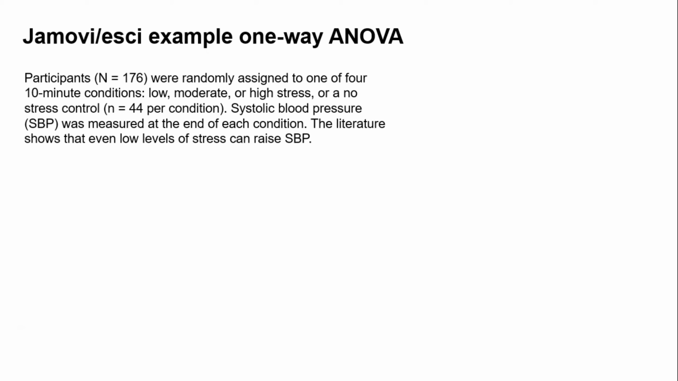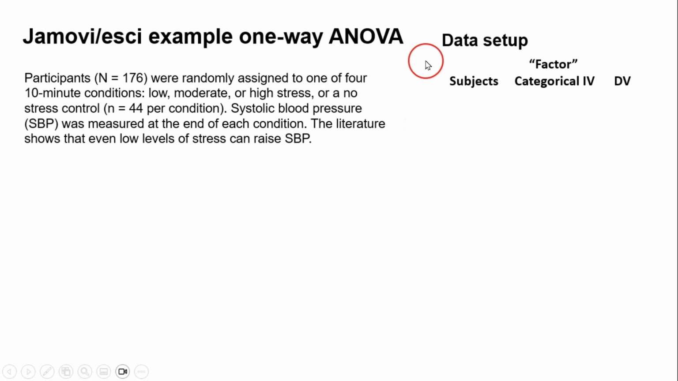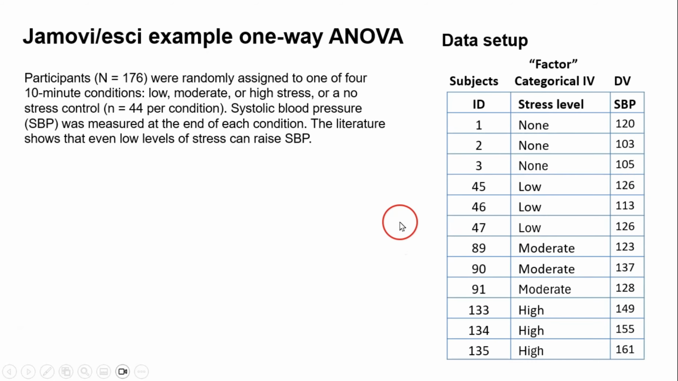So our dependent variable is systolic blood pressure. That's what's being measured. But we have a categorical independent variable here, and that is our level of stress. And there are 4 levels: low, moderate, high, or no stress. So let's take a look at the data setup now over here on the right-hand side, and we'll lay that out for you.